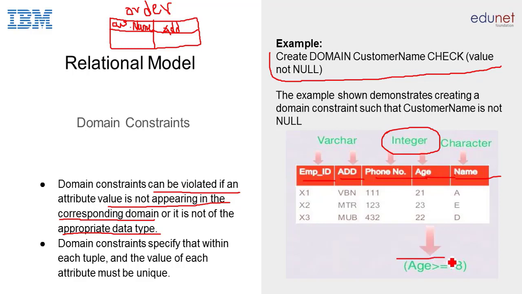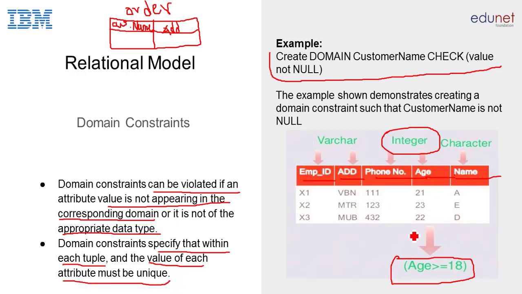So, this is my domain constraint: age is greater than or equal to 18. That is called a domain constraint. A domain constraint specifies that within each tuple, the value of each attribute must be unique.